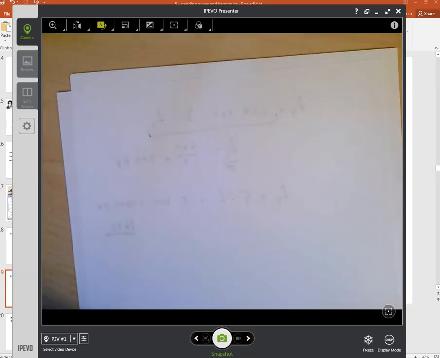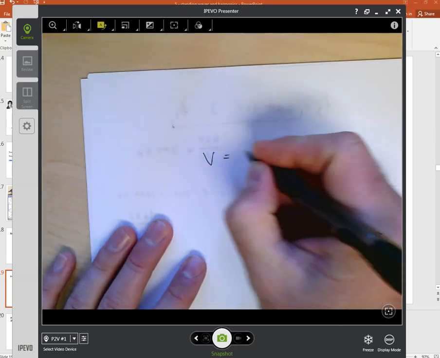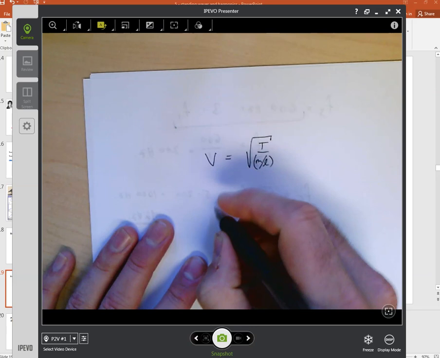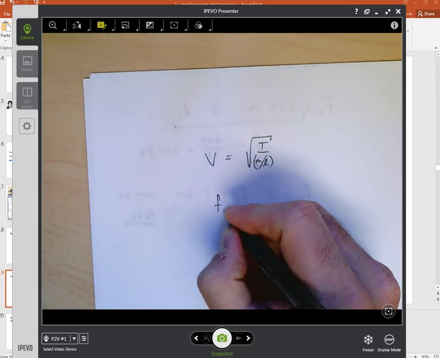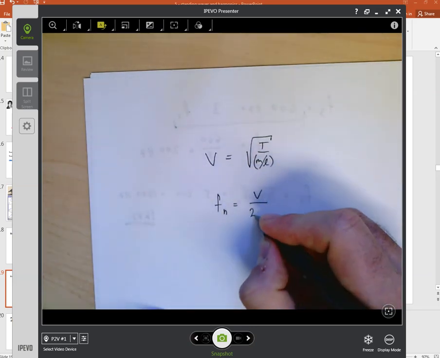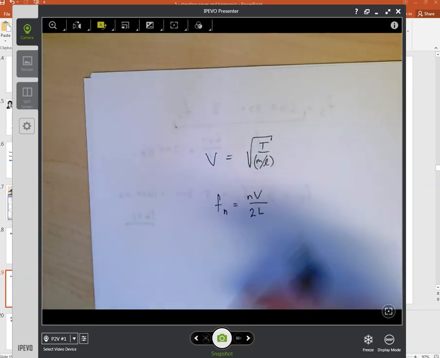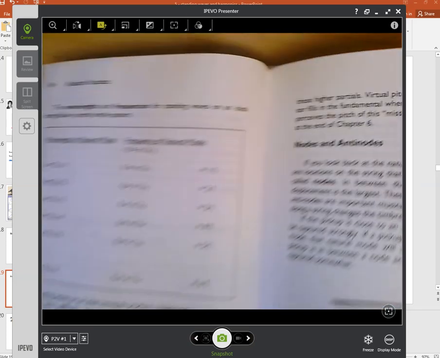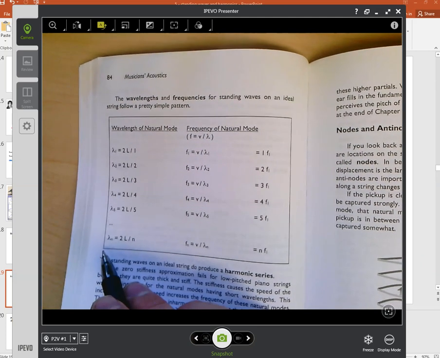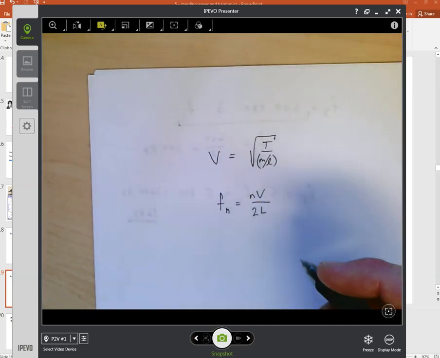So that's the idea here. And if I write down those two expressions here, one is that velocity is the square root of tension over mass per unit length, and the other one is that the frequency is going to be velocity divided by 2L over n. In other words, that's just taking this equation here and plugging in the lambda sub n. So if I plug in 2L over n, I'll get nv over 2L.